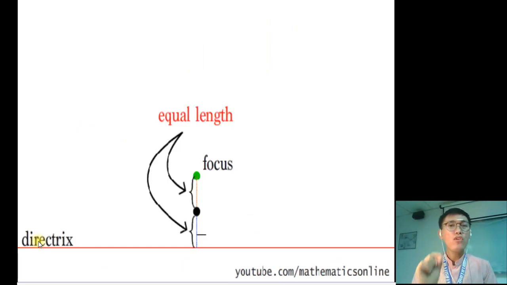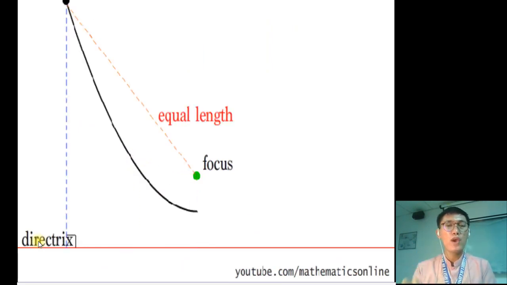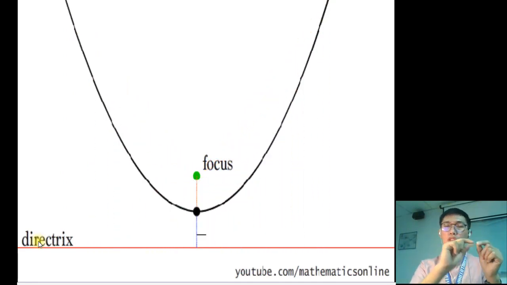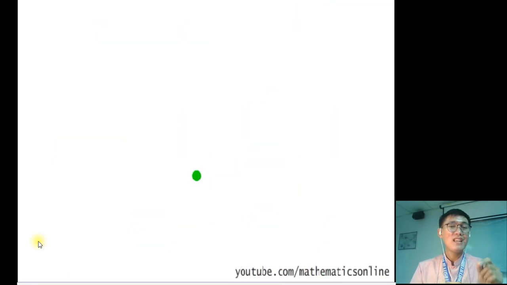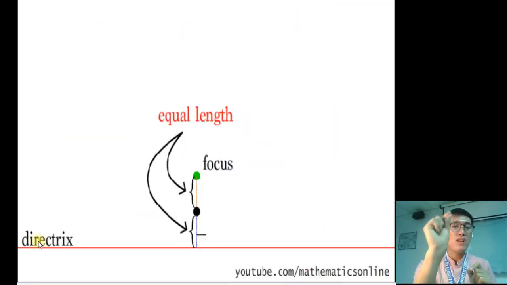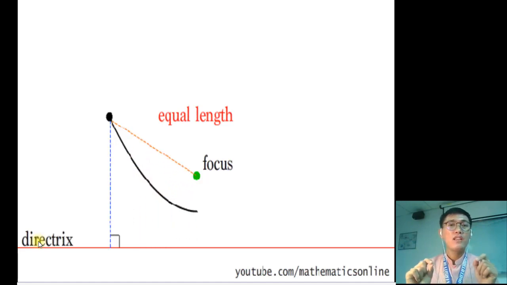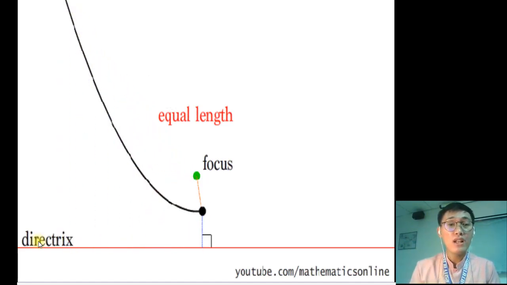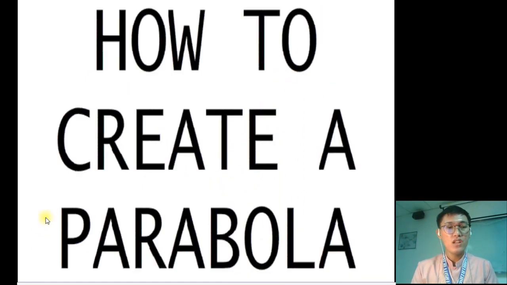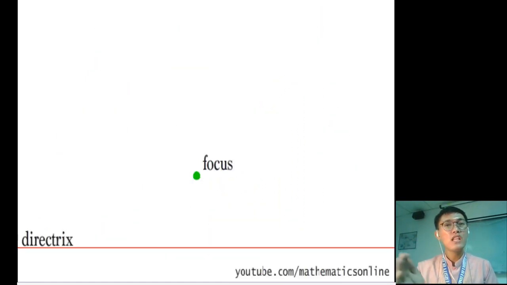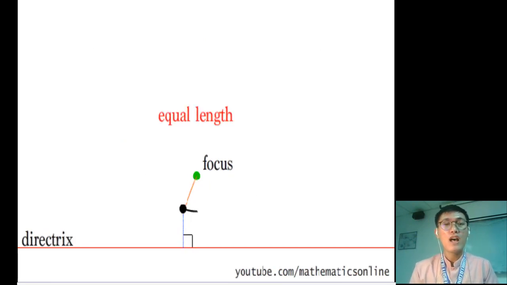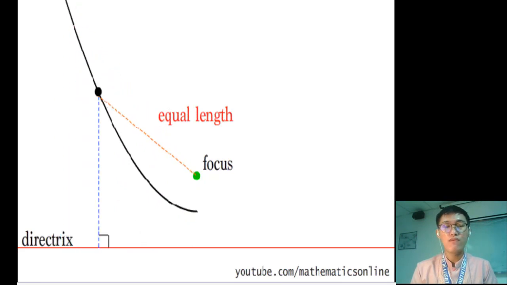What do I mean here? If you draw a line from the focus to any point on the parabola, and from that point on the parabola to the directrix, forming a 90-degree angle, then they are of equal distance or equal in length. That's the definition of a parabola. And later we'll be determining the standard equation of a parabola using the vertex form.